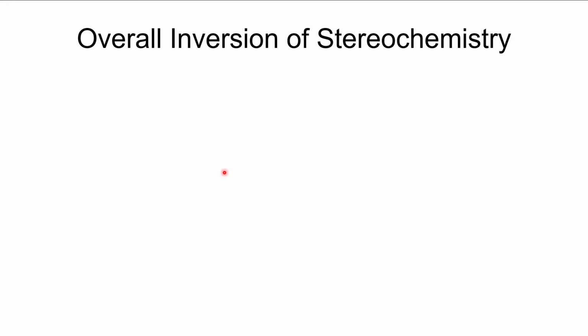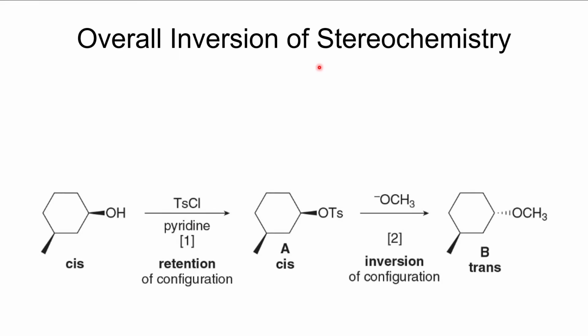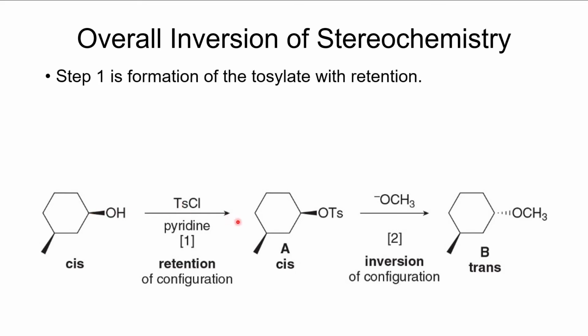But that gives us some interesting options here. So overall inversion of the stereochemistry looks like this. Here we could take this cis alcohol. So we've got the methyl cyclohexanol here. We can form the tosylate. Remember, we retain the stereochemistry when we form that tosylate.